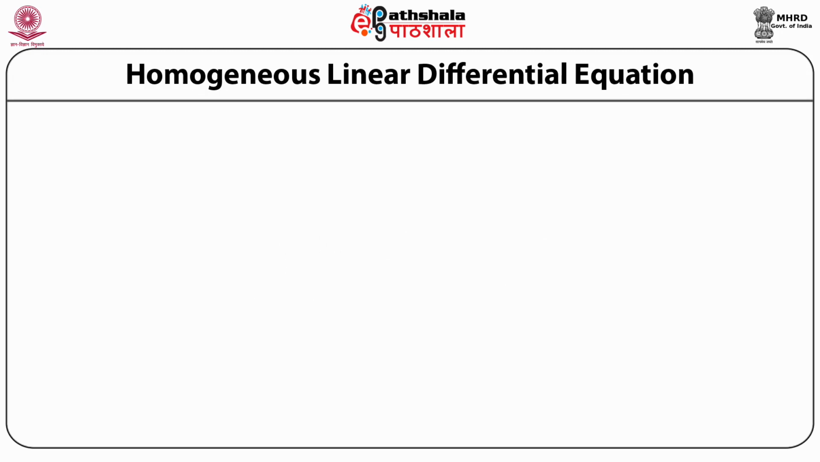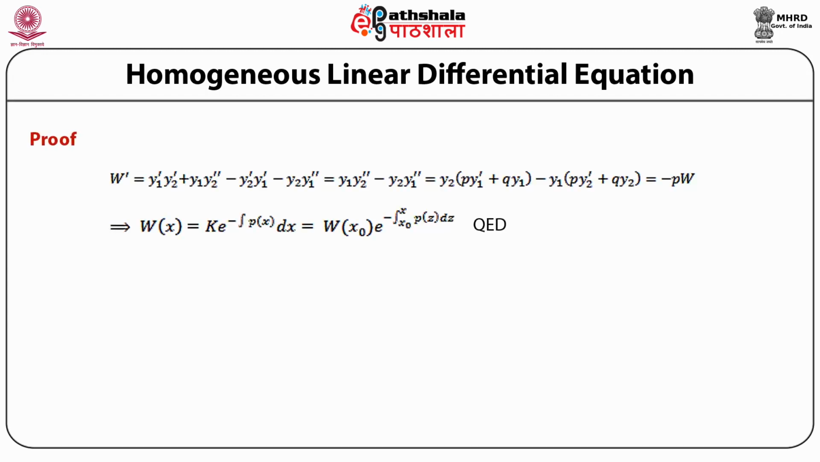We differentiate the expression for the Wronskian with respect to x and use the differential equation. So, W' is equal to y1' y2' plus y1 y2'' minus y2' y1' minus y2 y1''. This is equal to y1 y2'' minus y2 y1''.